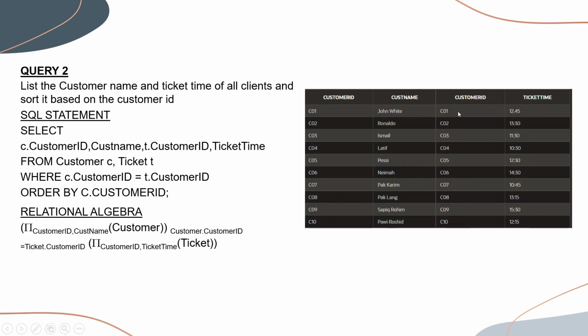For query number 2, we'll list all the customer names and the ticket time of all clients, and sort it based on the customer ID. So the SQL statement for query number 2 is like this. And this is also the relational algebra and the output.